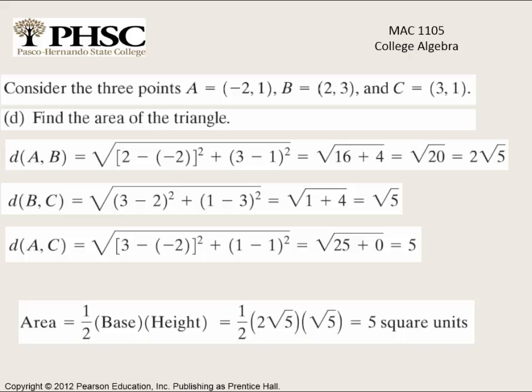And remember that the area of a triangle is 1/2 the base times the height. So 1/2 times 2 square roots of 5 times square root of 5 is 5 square units. So this is in fact a right triangle.